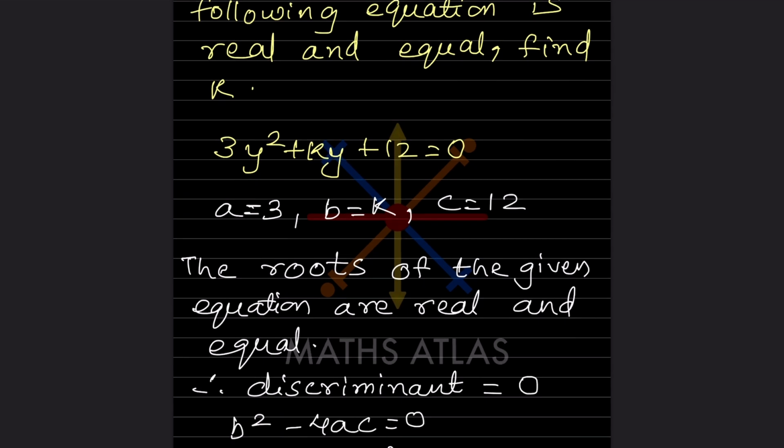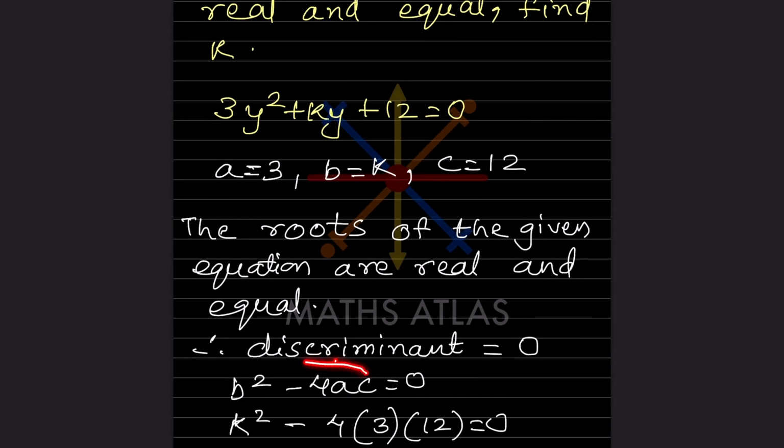This is what I told you. So now discriminant means b square minus 4ac, that is 0. So now b square means, what are you going to do here? You are going to take the value of this: k square minus 4 into a is 3 and c is 12, is equal to 0.